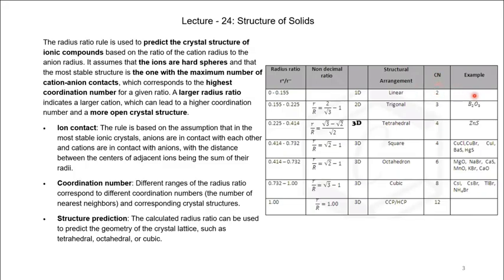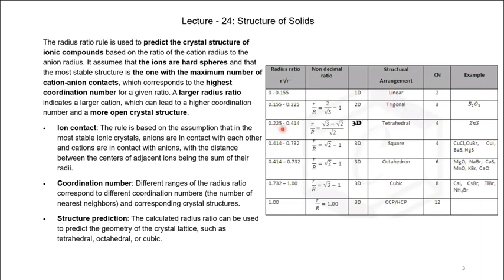Here I don't give an example. Let's say the example would be hydrogen fluoride, which is one example for this type of linear structure. And then if the radius ratio is greater than or equal to 0.155 and up to 0.225, the two-dimensional arrangement we call the trigonal arrangement.